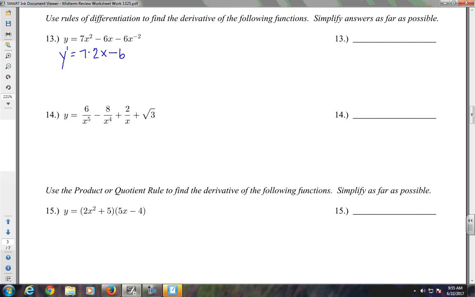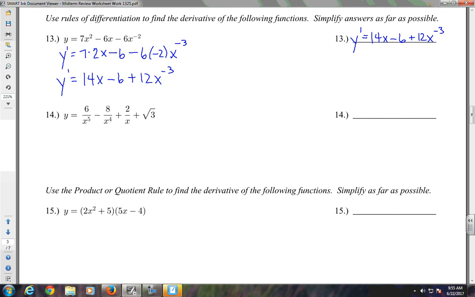On the third term, we write down the coefficient. We apply the power rule to x to the negative 2. So we bring the power down in front, base stays the same, and then we decrease the exponent by 1. Our differentiation process is complete. Next, we need to simplify. So 7 times 2 gives us 14, minus 6, negative 6 times negative 2 is positive 12, and x to the negative 3 stays the same. So our derivative is 14x minus 6 plus 12x to the negative 3.